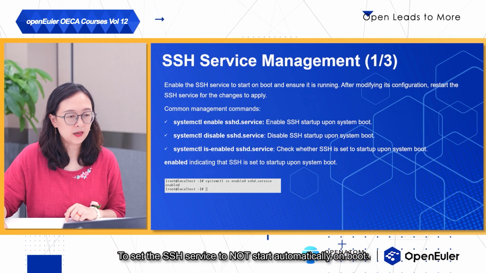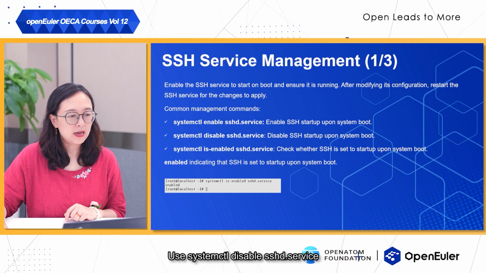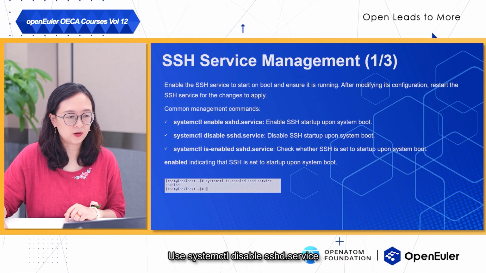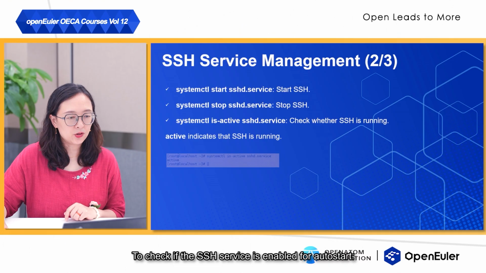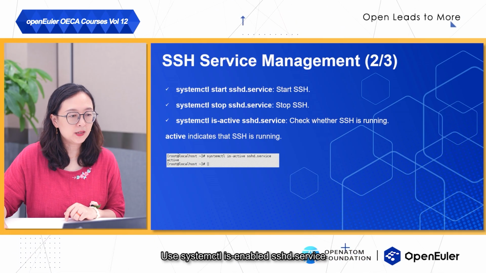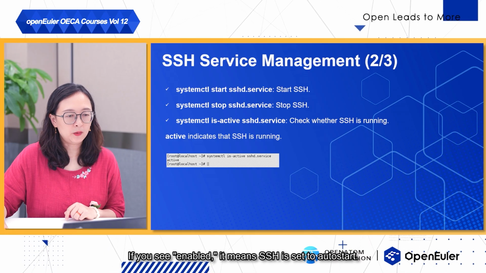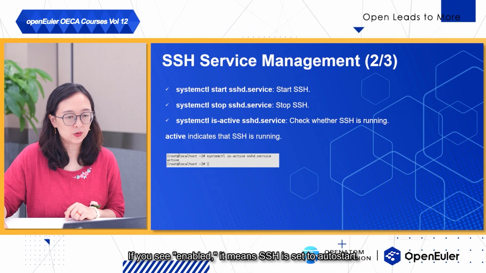To set the SSH service to not start automatically on boot, use systemctl disable sshd.service. To check if the SSH service is enabled for auto start, use systemctl is-enabled sshd.service. If you see enabled, it means SSH is set to auto start.